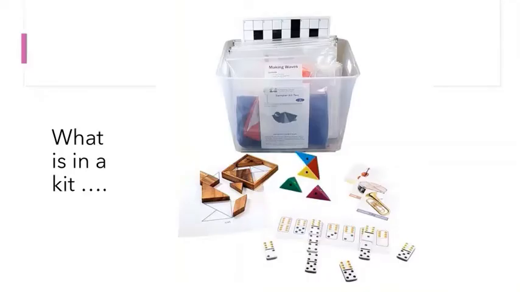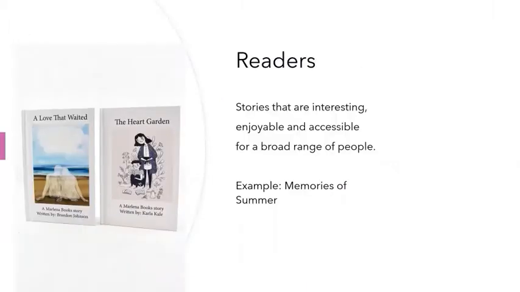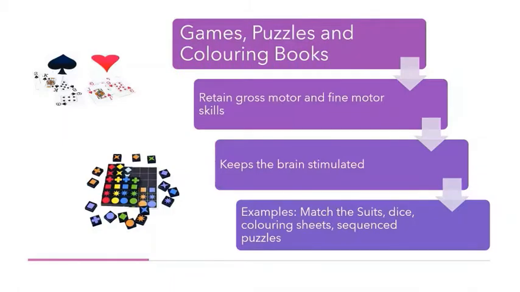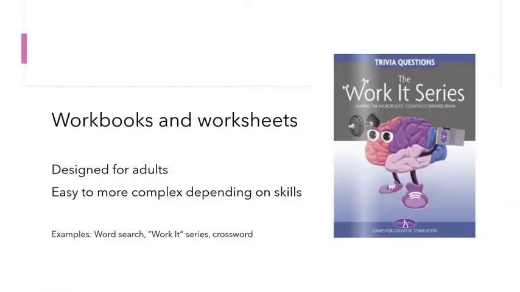Let's review the categories of activities that you will find in each of the kits. First, you will find readers. These include stories that are interesting, enjoyable, and accessible for a broad range of people. Second, you will find conversation starters. These resources stimulate memory and help people to engage in conversations. Next, there are games, puzzles, coloring activities. All of these help to retain gross and fine motor skills, and they keep the brain stimulated. And finally, you will find workbooks and worksheets.